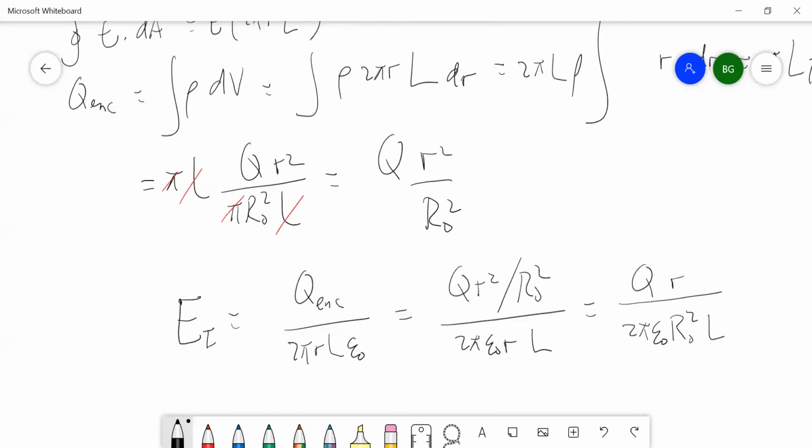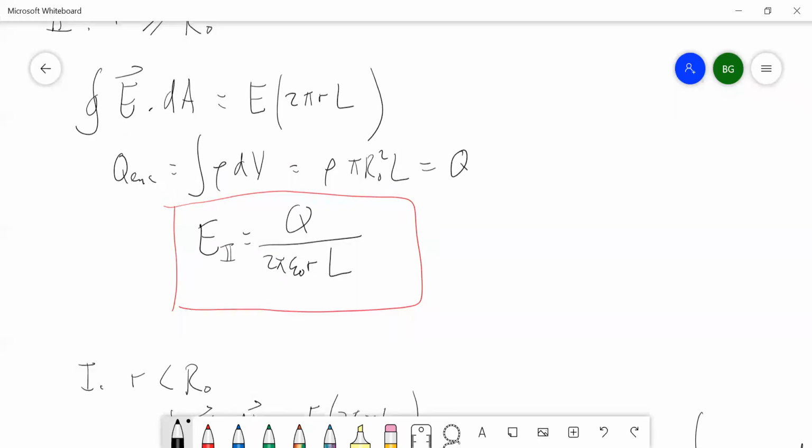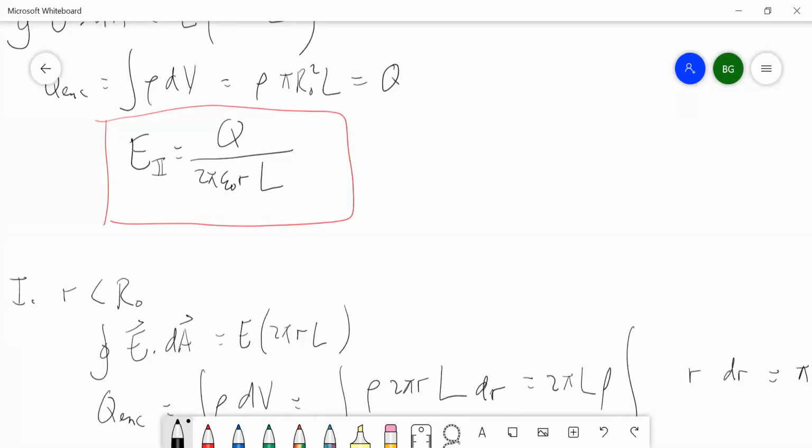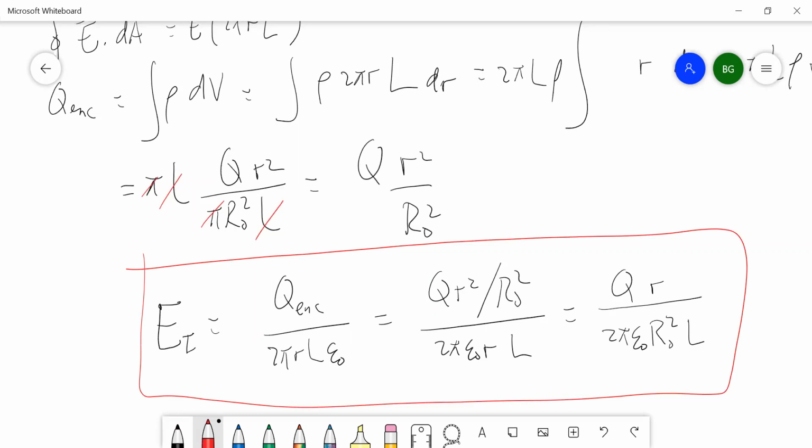So E1 is proportional to the Gauss radius, the little r here, but in the second region E2 is proportional to 1 over r, where r is the radius of the Gauss surface. So this is for a solid cylinder.